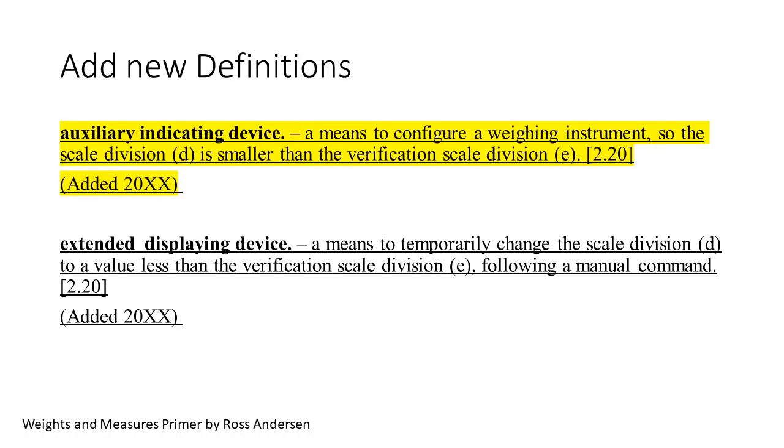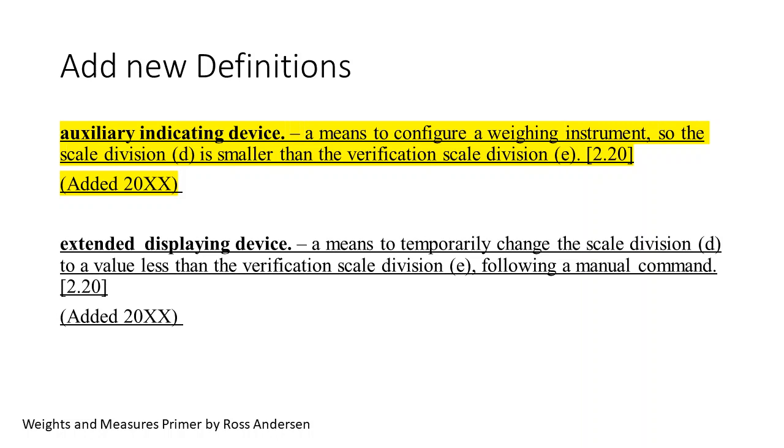The next series of proposed changes address S122 and the subparagraphs, but the changes require two new definitions. The auxiliary indicating device will be defined as a means to increase the resolution of the instrument display, resulting in a D smaller than E. The most common forms are the vernier for the analog instrument and the differentiated digit on the digital instrument. This is my suggested revision in yellow.